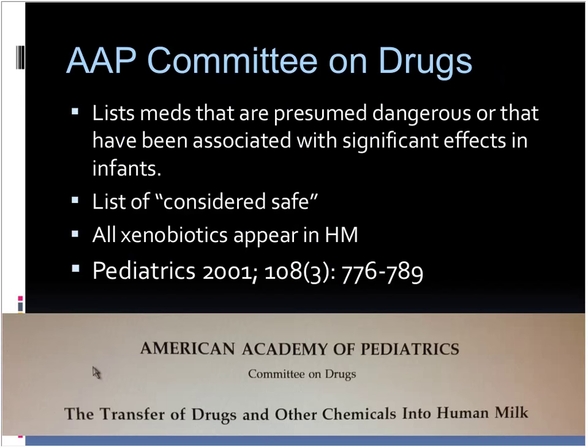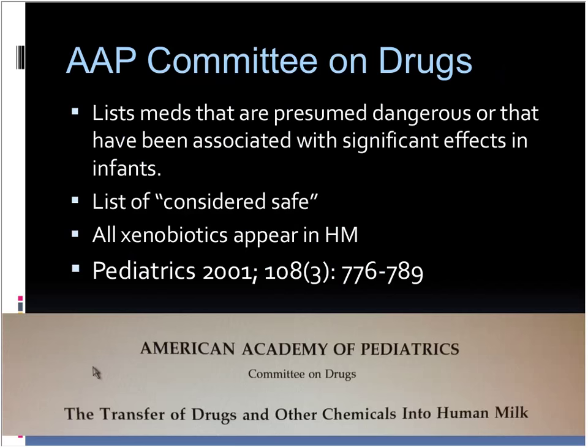I should note that the last time this was published in Pediatrics was 2001. This is not currently an active document by the American Academy of Pediatrics. There are criteria to keep it an active document, and those have not been fulfilled. It has not been redone in less than 10 years. So while this is published, it is not a current American Academy of Pediatrics document.